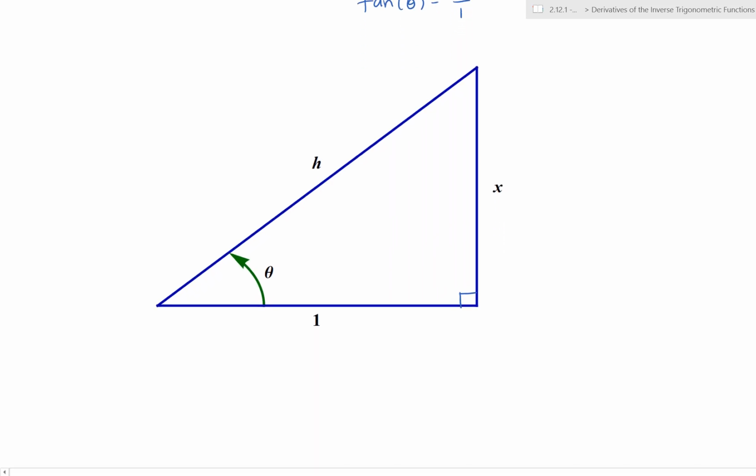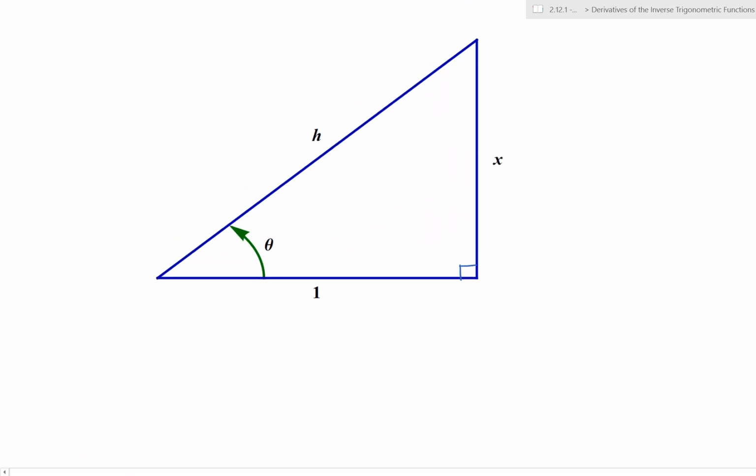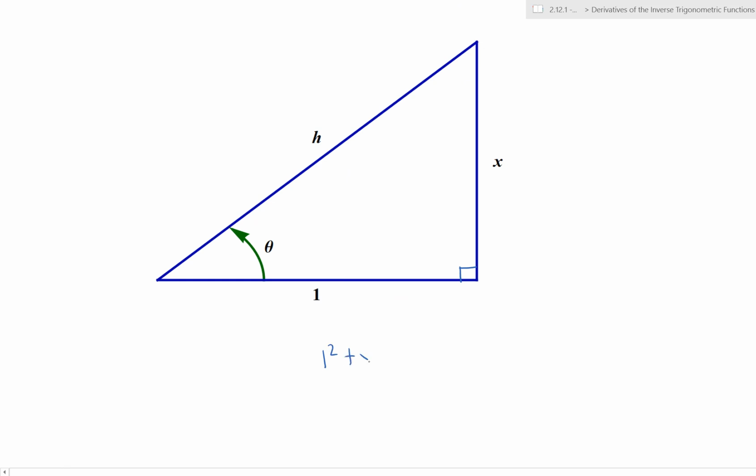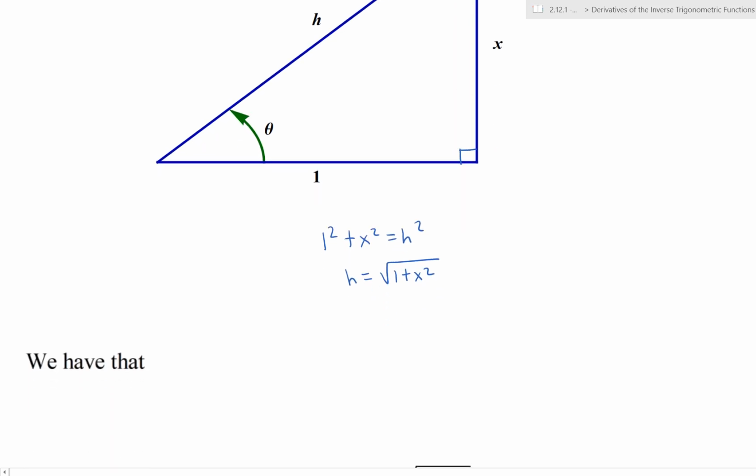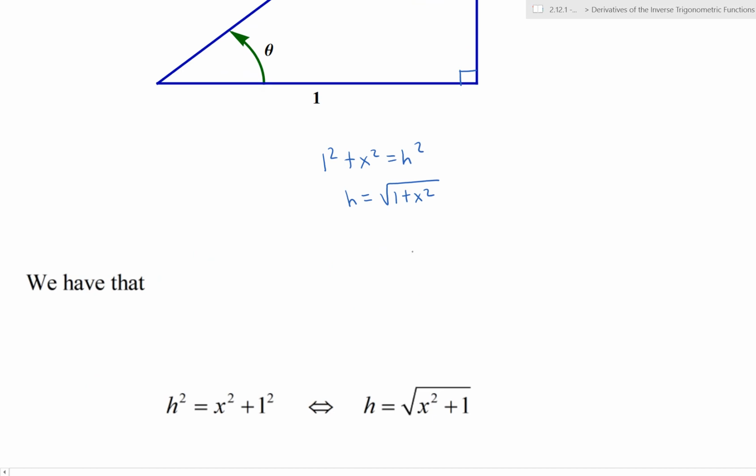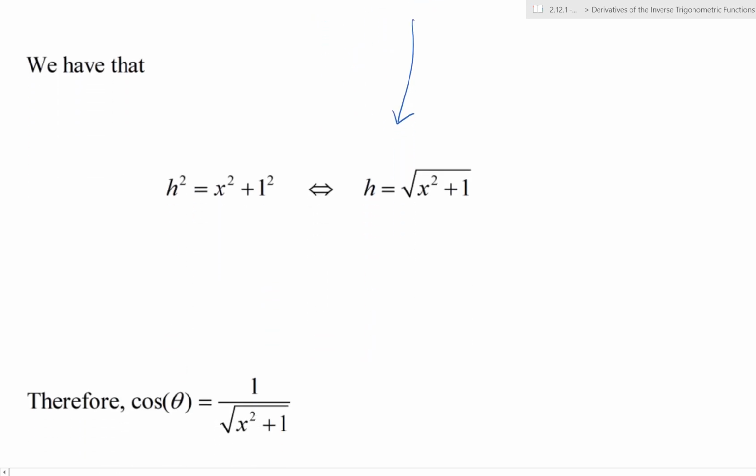Just by Pythagorean theorem, we can see that 1 squared plus x squared is h squared. And so h is going to be the square root of 1 plus x squared, assuming that the length is positive here, not taking the negative root. Thus, the length of that hypotenuse is the square root of x squared plus 1. And therefore, the cosine of the angle is 1 divided by the square root of x squared plus 1.